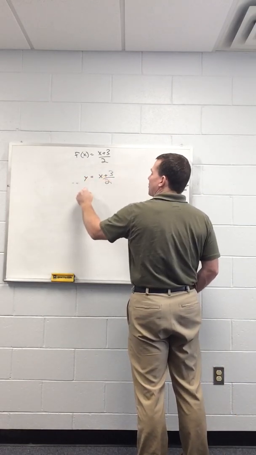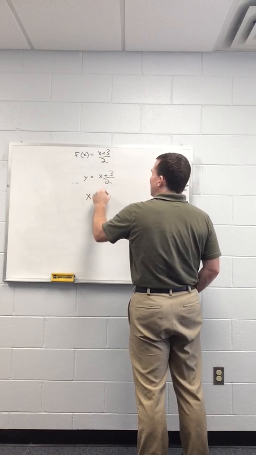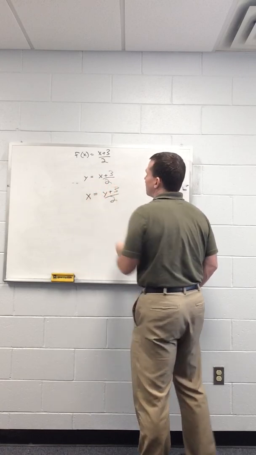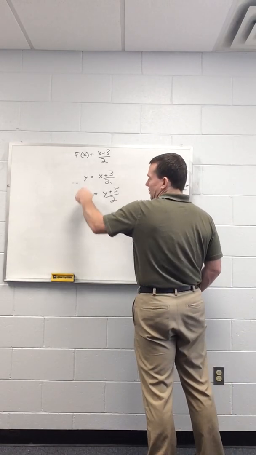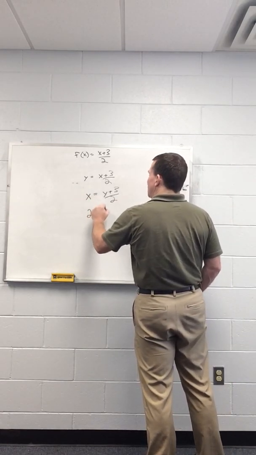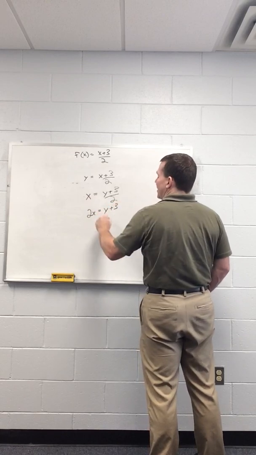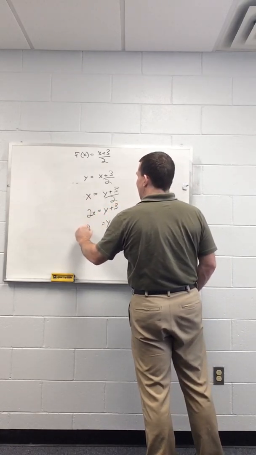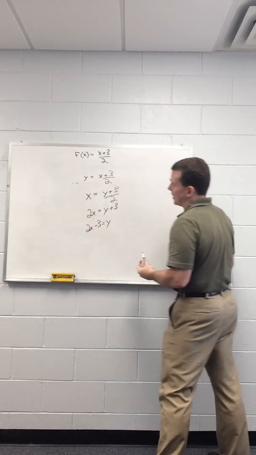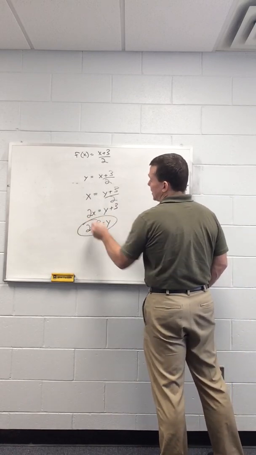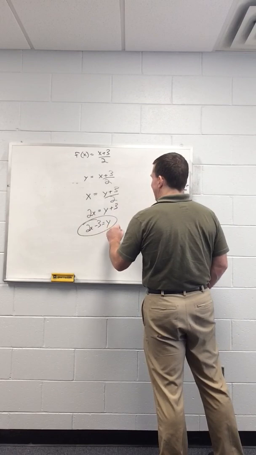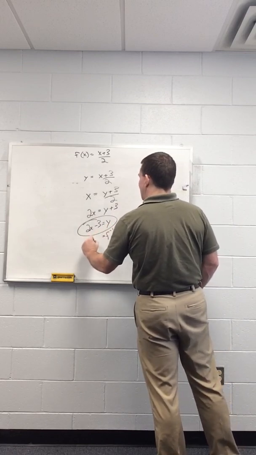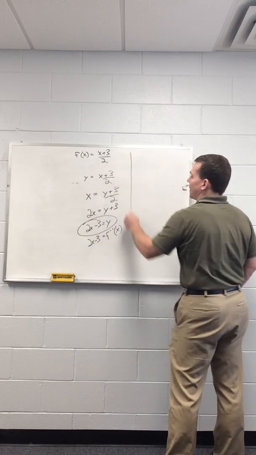Y equals x plus 3 over 2. Write it as x equals y plus 3 over 2. Now just solve that for y. So multiply the 2. 2x equals y plus 3. Subtract the 3. Y equals 2x minus 3. That's a function, and that should be my inverse. F inverse of x is 2x minus 3.